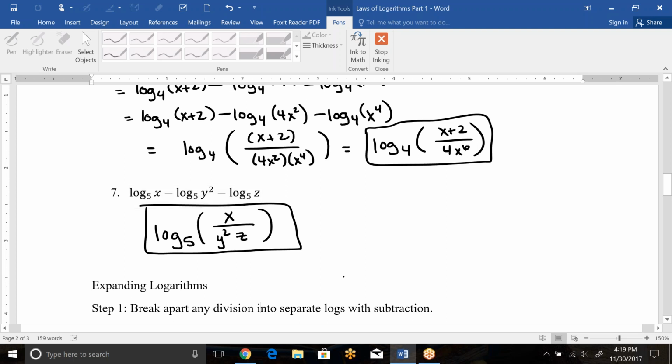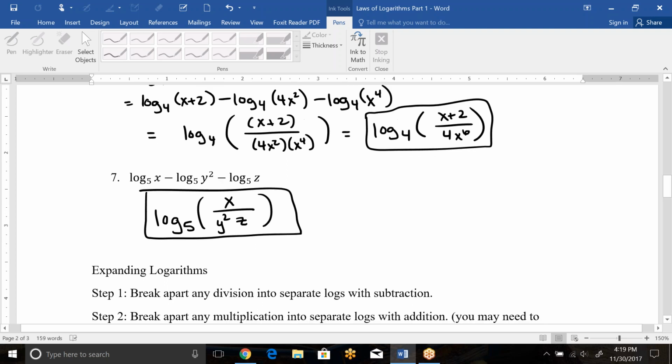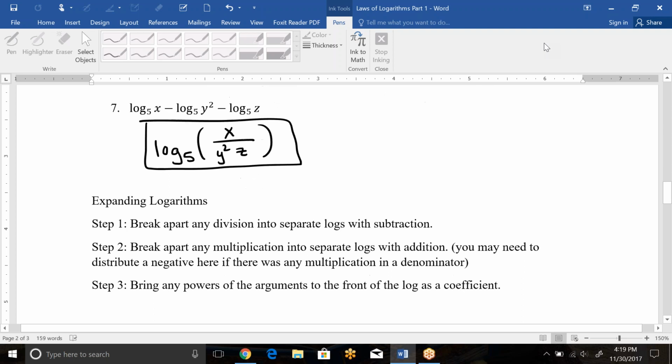Okay, so that's condensing logs, so putting all these different logs together into a single log with that one base. The next part is going to be expanding logs, so breaking them back apart. We want to be able to break them apart until we get to a point where each log has a single piece of information in its argument, like a variable or a number or a binomial possibly. So the first thing we do, we do this kind of in the opposite order. We break apart any division into separate logs with subtraction. We break apart any multiplication into separate logs with addition.